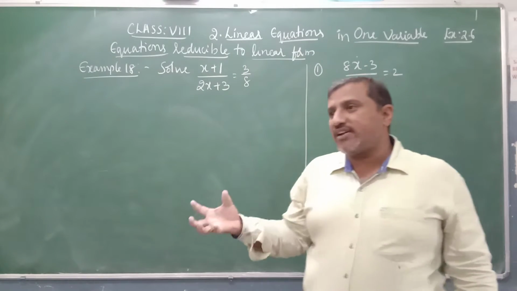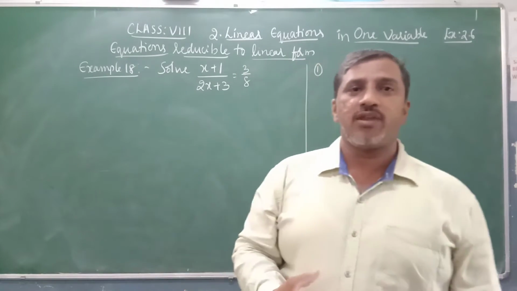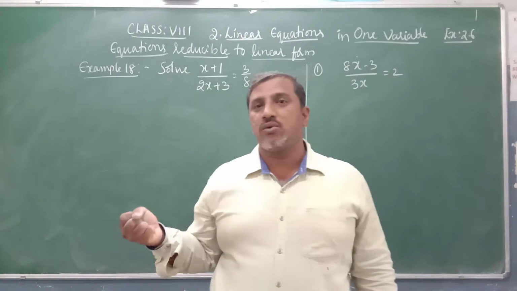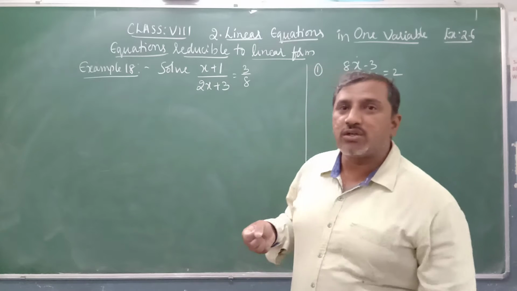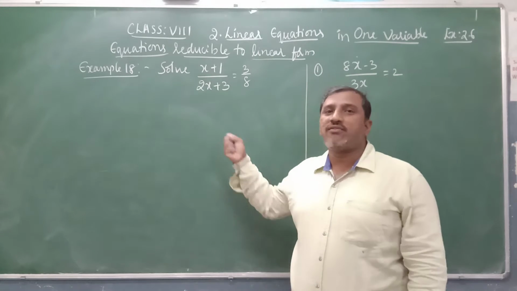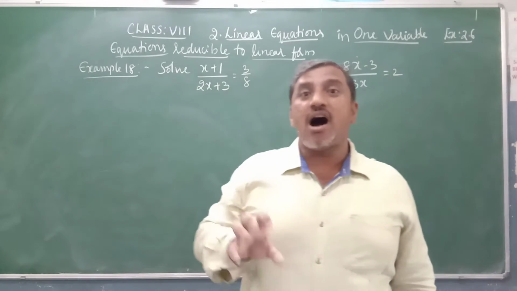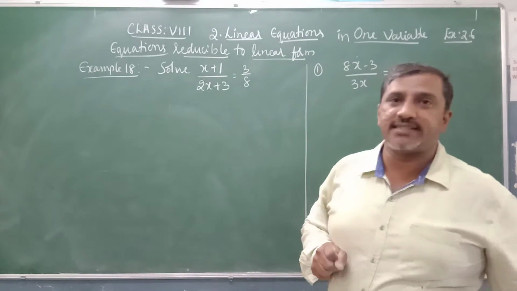The given equations are not in the linear form. What is the linear form? Linear form means ax plus b is equal to zero, which is the linear form of a linear equation. The equations which are not in that form, how do we solve them?